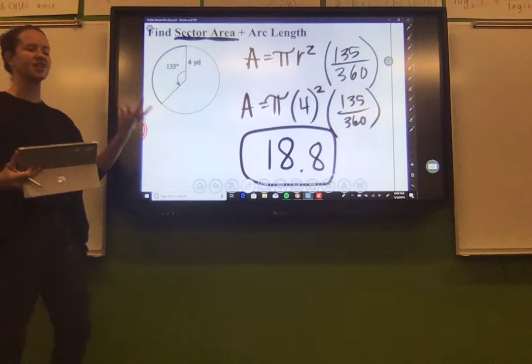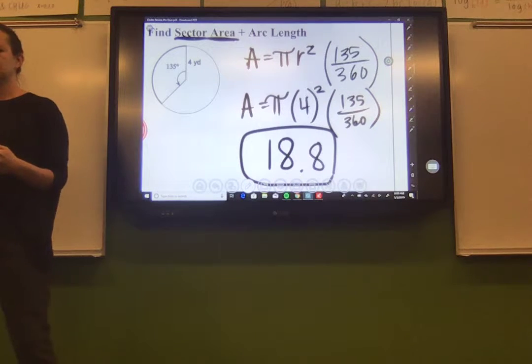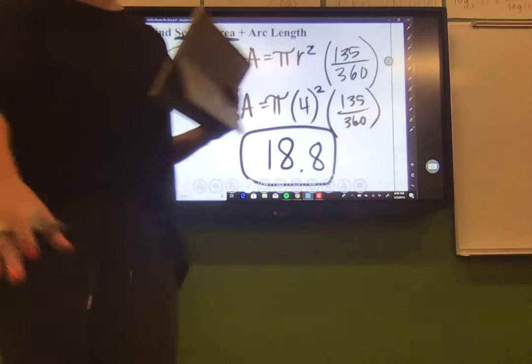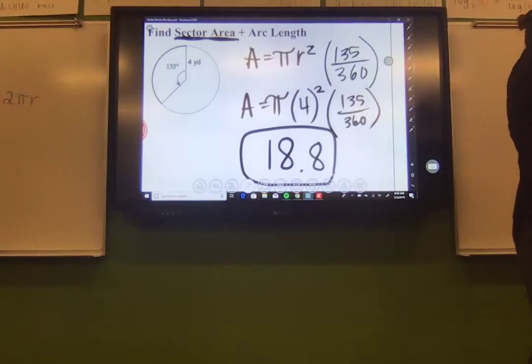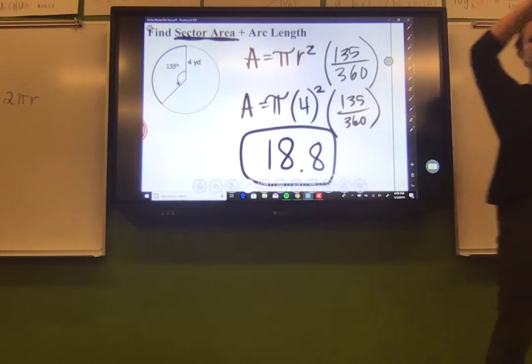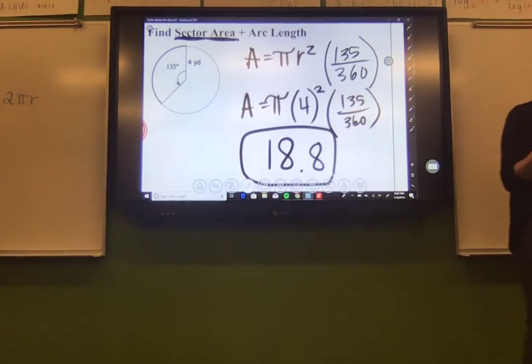So it's just called sector area, yeah? Are we done with the problem? What's the other thing that it asks for? The arc length. So think about it, it's length. 135. We're doing a length now. Am I going to use area or circumference? Circumference. Okay, so now we're going to use circumference.